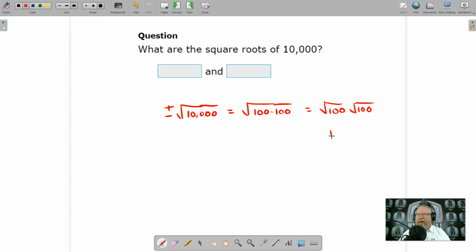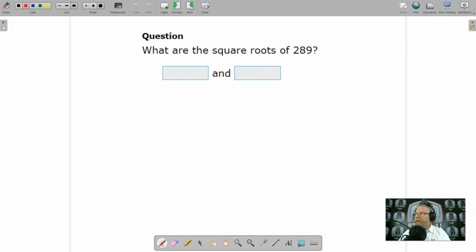And the square root of 100 is 10. And again, the square root of 100 is 10. 10 times 10 is 100. So we're looking for an answer of a negative 100, because negative 100 times negative 100 equals a positive 10,000. And also positive 100. 100 times 100 equals 10,000. So the positive and negative square roots of 10,000 are negative 100 and positive 100.